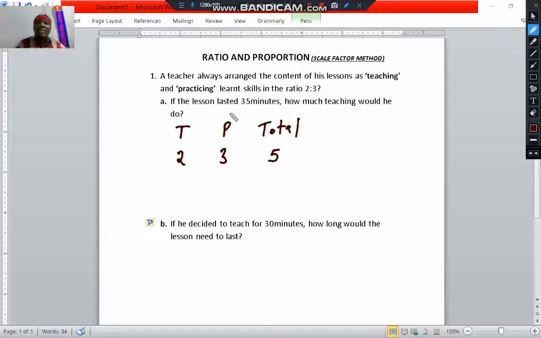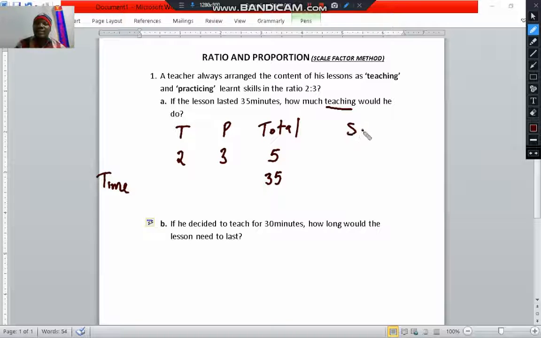Now the question says the lesson lasted for 35 minutes. So this is the entire time, meaning the total time of everything here. So that goes under the column for total, which is 35. So this is time now. So we are looking at time. All right. So we want to know how much time was dedicated to teaching and how much time was dedicated to practicing. But this question just asks for teaching time.